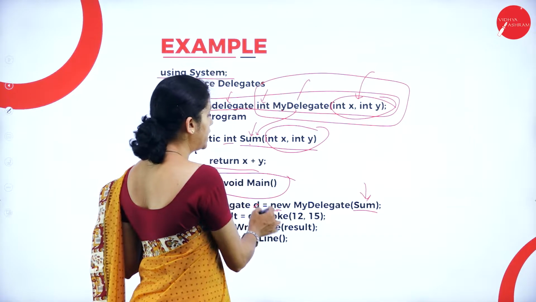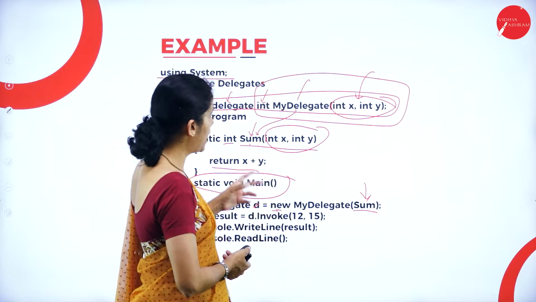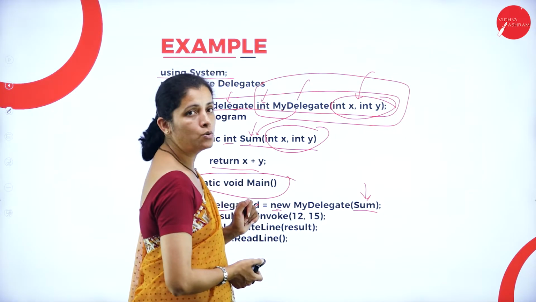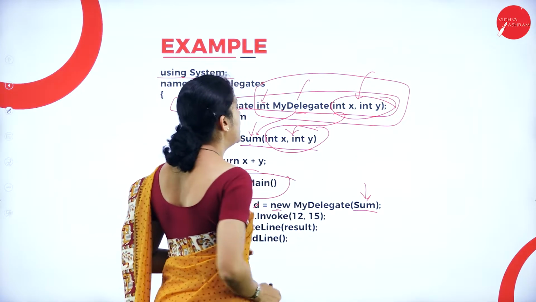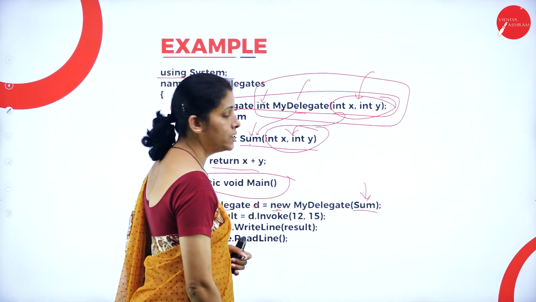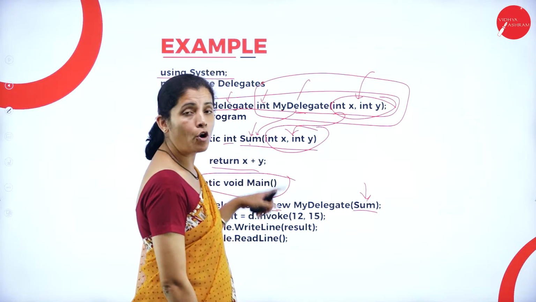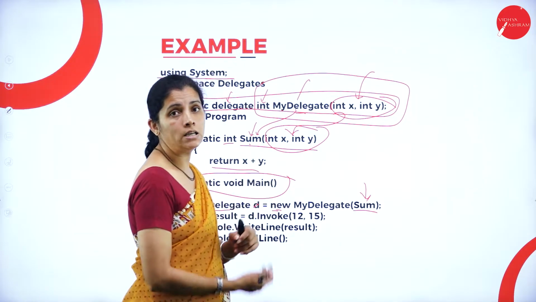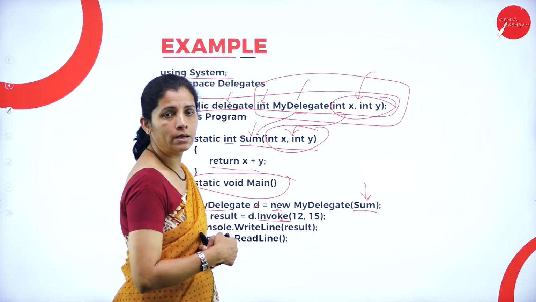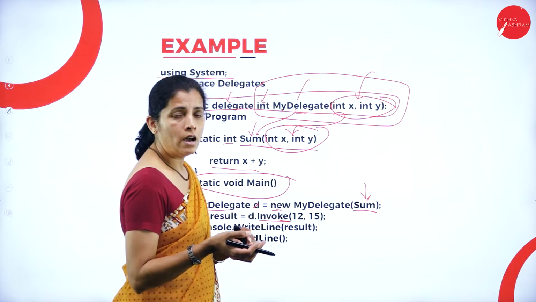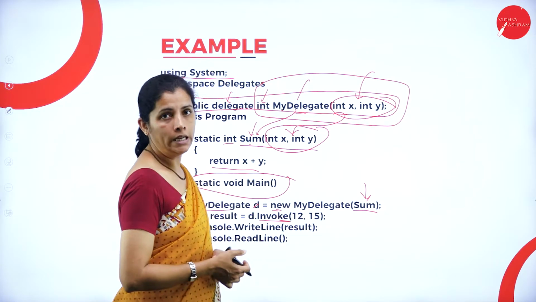So, d dot invoke. When I call this method invoke, then what's going to happen? The delegate is going to invoke, and when I invoke this one, it is going to pass the values, that is 12 and 15. Okay, now what is this invoke? It is a method, or a property, which is present under the delegate class. So this is a built-in property. That means it is a predefined property, and I'm going to make use of it in my program to invoke the delegates.